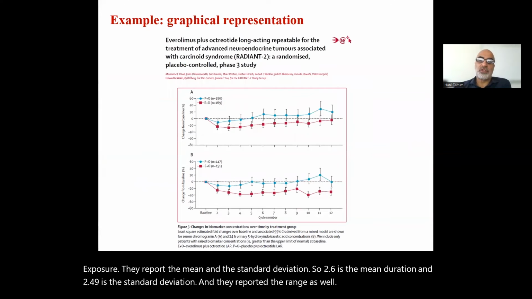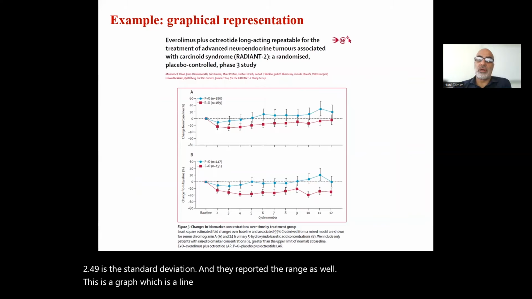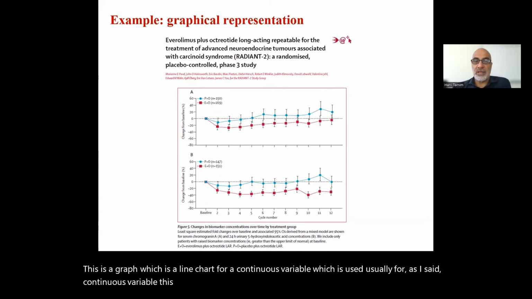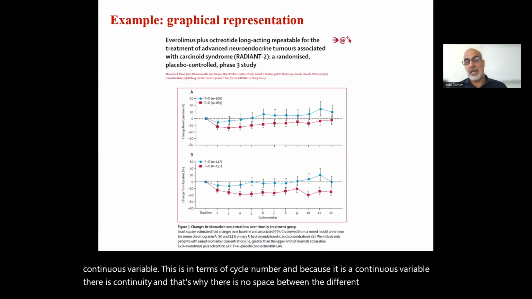This is a graph, which is a line chart for a continuous variable, which is usually used for, as I said, continuous variables. This is in terms of cycle number. And because it is a continuous variable, there is continuity, and that's why there is no space between the different groups, and they are connected with each other.